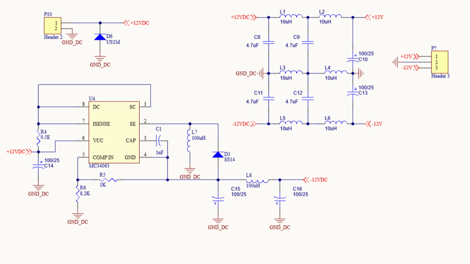The feedback resistors set the output voltage level by controlling the internal comparator of the MC34063. From the generated negative rail, additional filtering components are used to obtain a clean and stable minus 12-volt output. The positive 12-volt rail is directly derived from the input supply, followed by an LC filter network to reduce noise and ripple. Together, the circuit provides dual output rails, plus 12 volts and minus 12 volts, suitable for analog circuits and signal conditioning applications. With this basic understanding of the circuit, we can now proceed to the Altium design workflow.